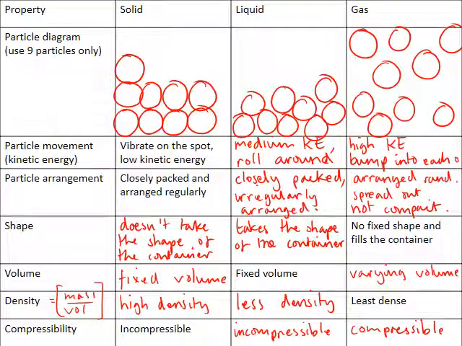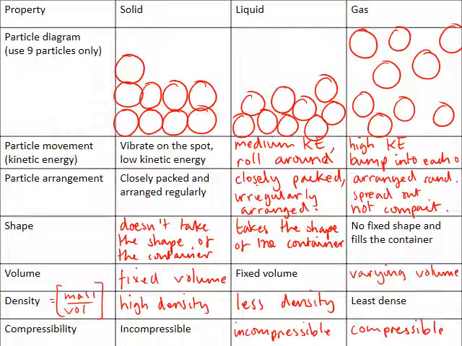Okay, so here are your answers. I've asked you to use only 9 particles. That's just so you can see the difference in volume of the gas. So the gas takes a lot more volume per particle, even though it has the same number of particles, while solid and liquid take up roughly the same volume.